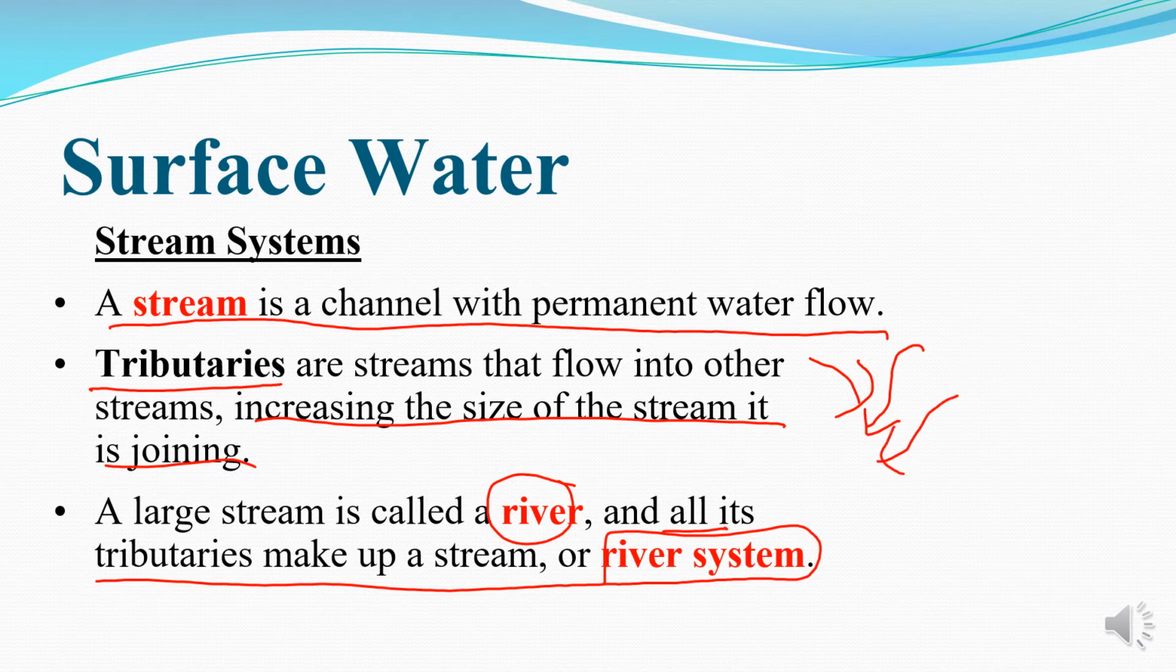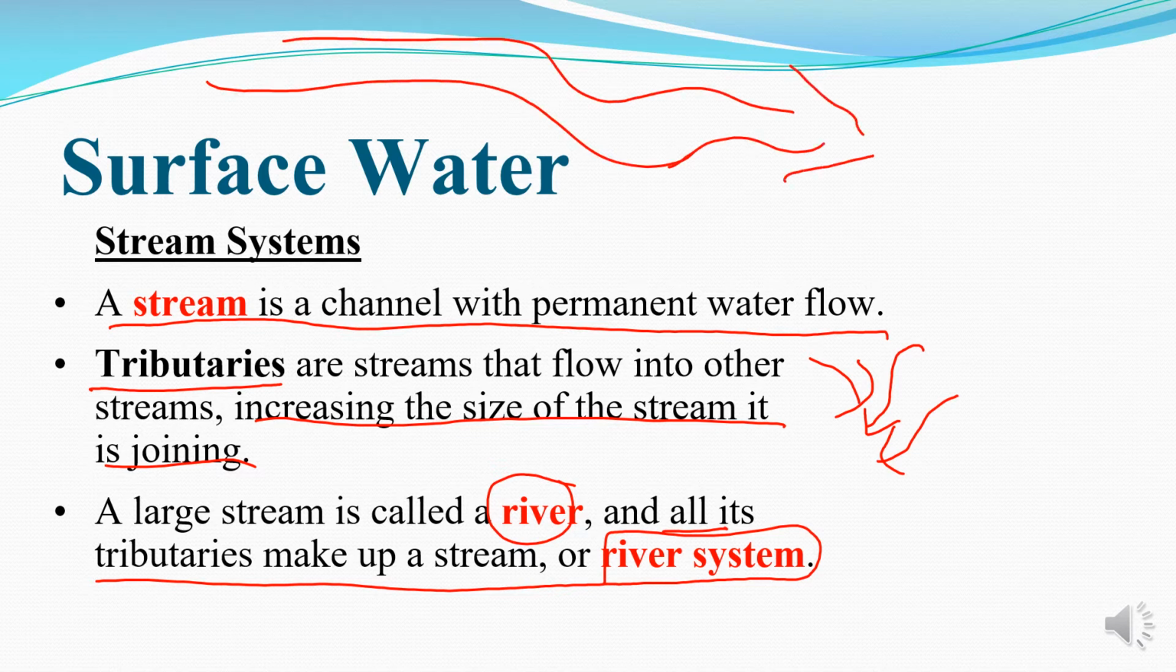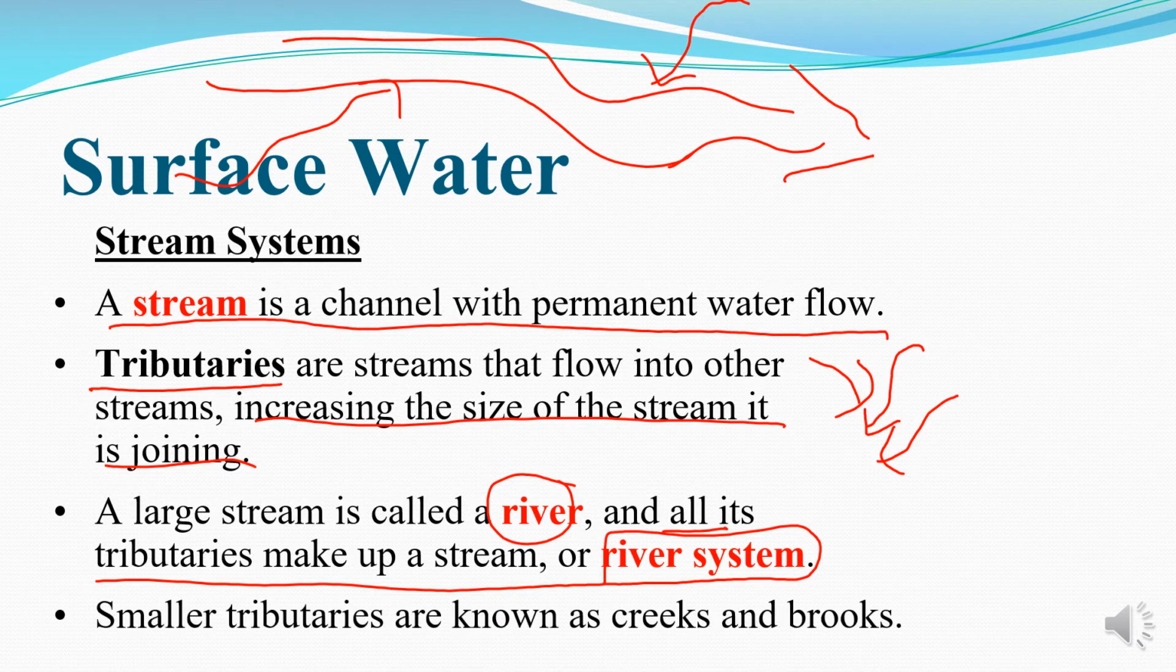There are a lot of streams that run into the Cape Fear River. The Cape Fear River is big because it's ever going, and it's finding its way to the ocean. But we have little streams that find their way there. Those are called tributaries. Small tributaries are known as creeks and brooks. A lot of times the snakes love to stay in the creeks.